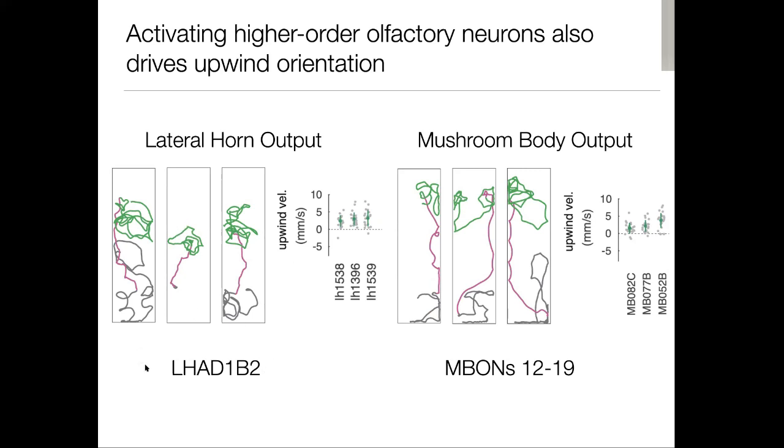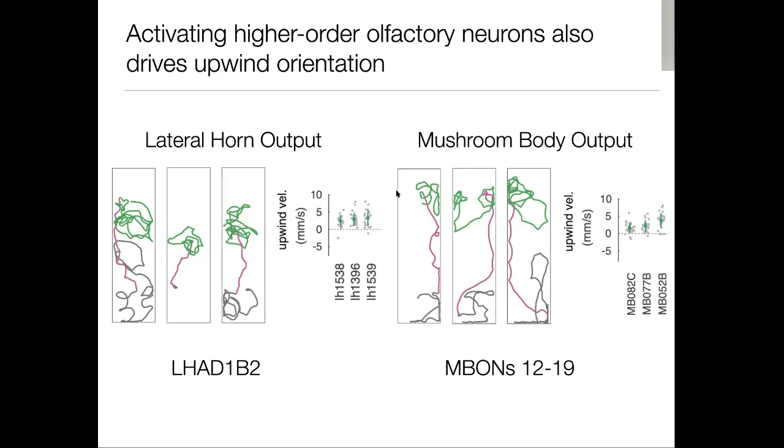And that was true both with one of the main attractive outputs of the lateral horn, this group of neurons called LH81B2, which drives a strong upwind run during activation and offset search. And also with a cluster of vertical lobe MBONs, which I talked about on Friday, and these promote attraction. When these are activated, the fly also runs upwind and searches at light offset.